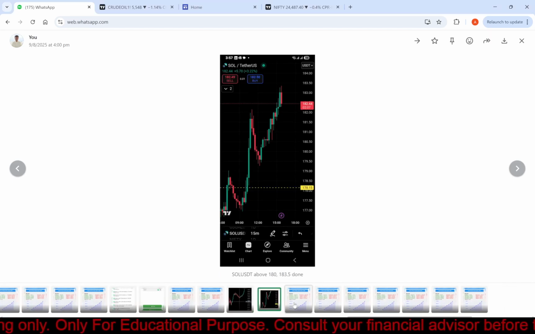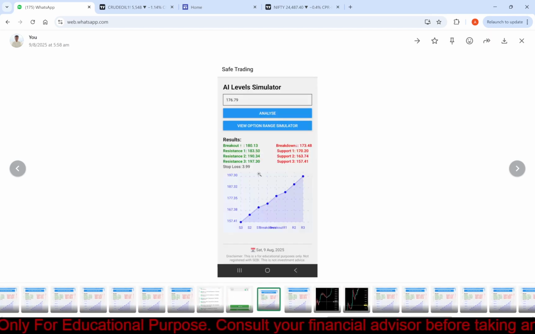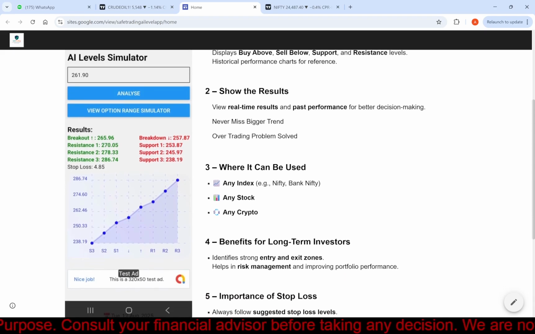And the same is the case for Solana as well. After breaking 178 it went up to 186, right? So that is also perfectly good. So it's working for all the entities: crypto, stocks, Nifty, index, commodity, all that we have seen. So we have covered 3 points here, and if anyone has any doubts, they can ask in the comments.